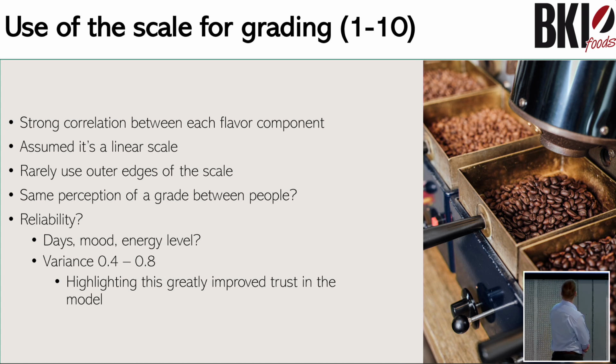So currently we're looking at a variance amongst our cupping team anywhere between 0.4 and 0.8 of a grade, which is fine, but this also has the consequence that our model is never going to outperform this variance when we're looking at the suggestions.